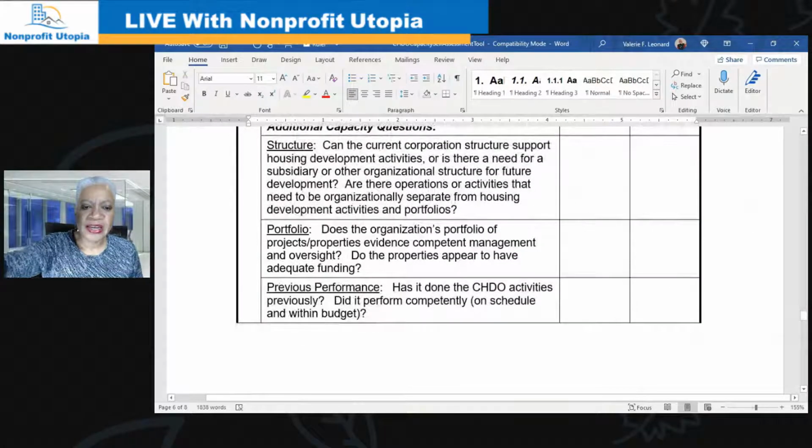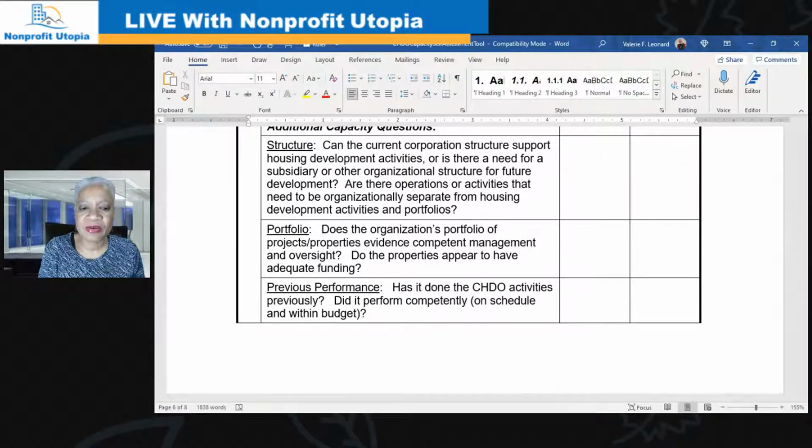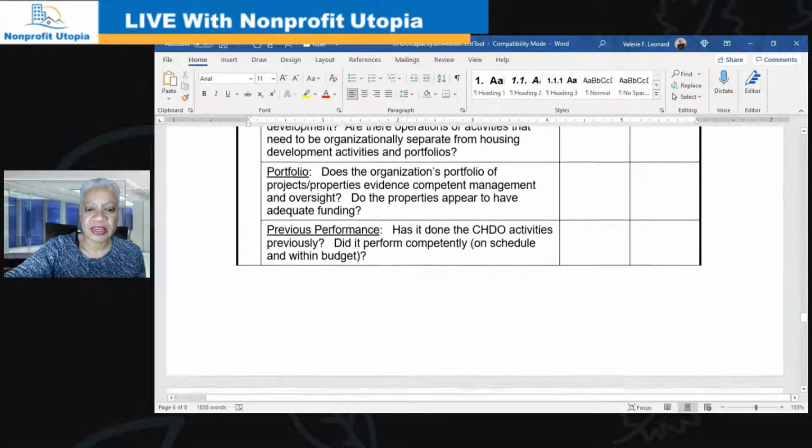In terms of structure, can the organization structure support housing activities, or is there a need for a subsidiary or other organizational structure for future development? Are there operations or activities that need to be organizationally separate from housing development activities and portfolios? Again, this is a question for housing because this is a HUD document, but you can easily take this for yourself if you are, again, any other organization doing social services or education, health and wellness, etc. If you are taking on a new project, you want to consider whether or not this is something the organization can sustain on its own, or does it need to partner with someone? Does it need to create a separate organization?